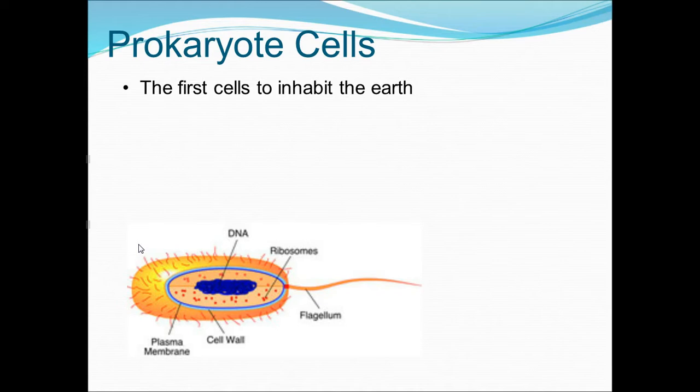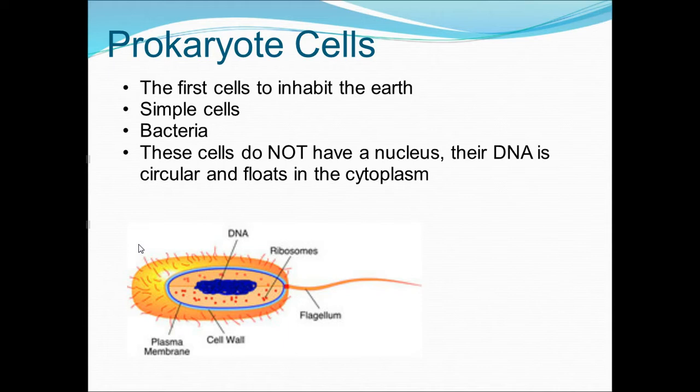Prokaryotes were thought to be, or are thought to be, the first cells to inhabit the earth. These are very simple cells. They don't contain a lot of complex structures. Bacteria is an example of a prokaryote, and their main distinguishing feature is that these cells do not have a nucleus. Their DNA is circular and it floats around in the cytoplasm. It does not have a package to contain that DNA.